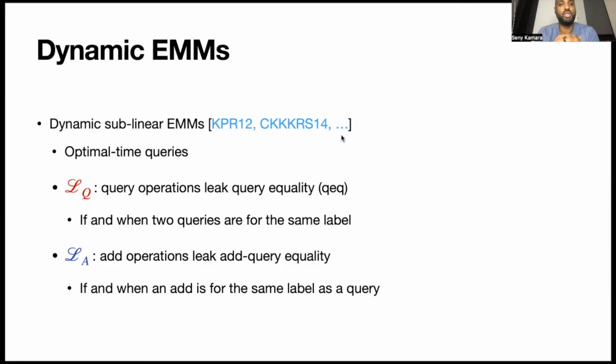In particular, the leakage that is revealed at query time, so the query leakage, typically reveals what we call the query equality pattern, which is if and when two queries are for the same label. Okay, so you may not know what the label is, but you know that these two queries were for the same label. And they also typically reveal the add query equality. This is for the add leakage, which is if and when an add is for the same label as a query.